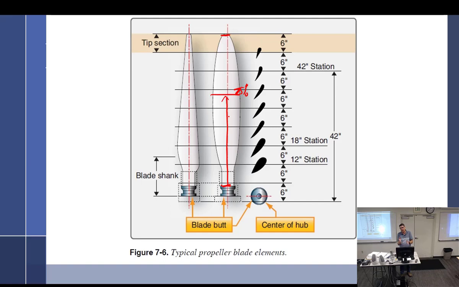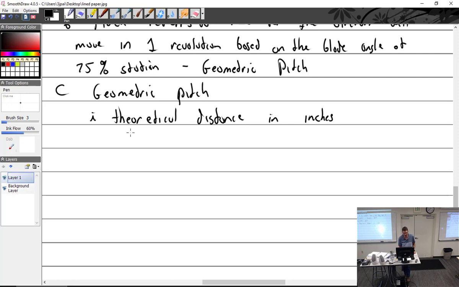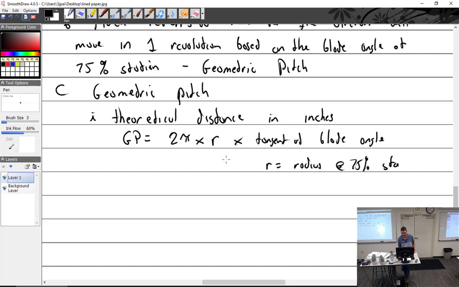So you can do the angle there. You can figure out the actual blade angle of that. And then you can do the math and you can figure out exactly what it is. So I did this, my little 150. It was kind of fun. Let's see. So geometric pitch equals 2 pi times r times tangent of blade angle, where r is equal to the radius at the 75% station. So right there, that little r right there.